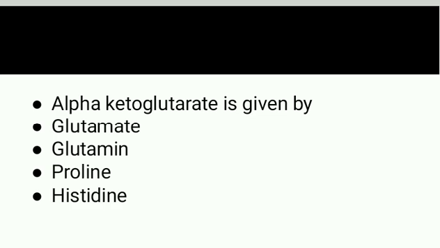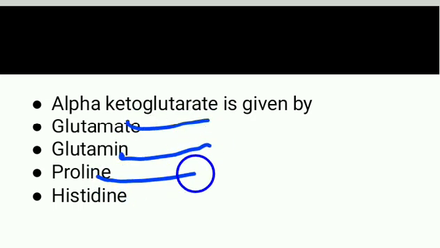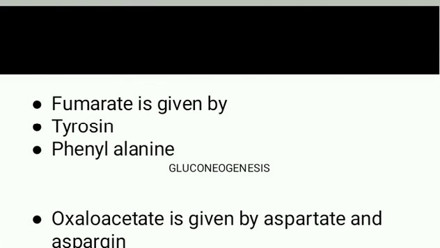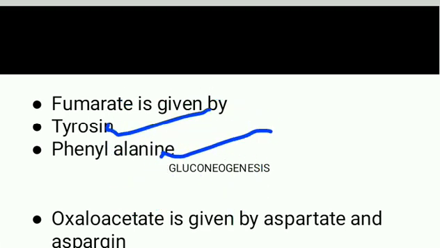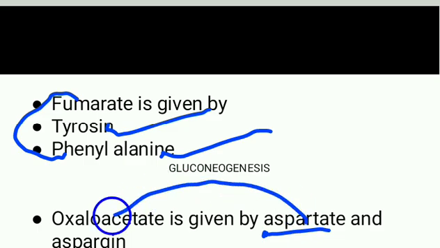Next, alpha ketoglutarate. We know that alpha ketoglutarate is also an intermediate of the TCA cycle. So glutamine, proline, histidine, these amino acids are responsible for the conversion into alpha ketoglutarate, and the alpha ketoglutarate is then converted in the TCA cycle into oxaloacetate, and then oxaloacetate enters the glycolytic pathway. Similarly, tyrosine and phenylalanine are responsible for the formation of fumarate, and aspartate and asparagine are responsible for the formation of oxaloacetate.